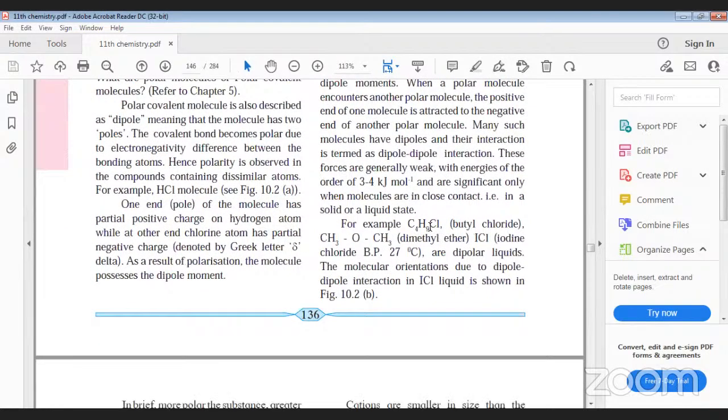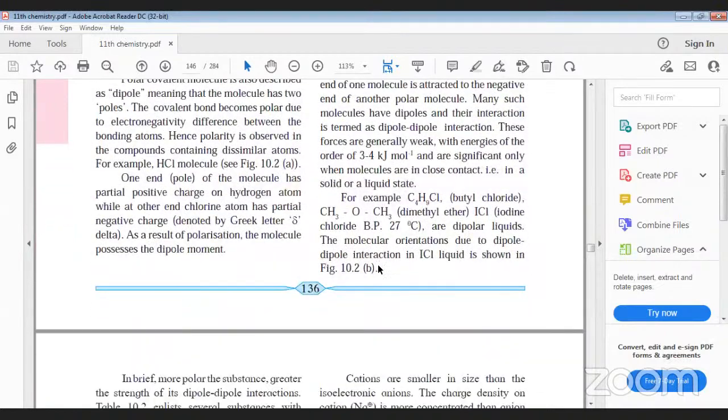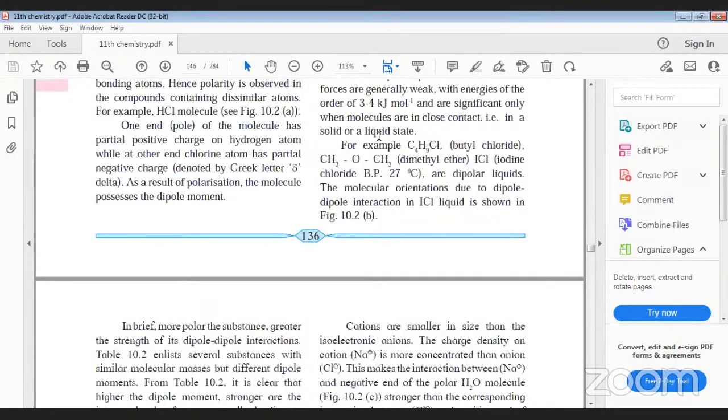Now other examples are butyl chloride, dimethyl ether, and iodine chloride. The iodine-chlorine interaction is shown here. Iodine has a positive charge, chlorine has a negative charge. Now beside this chlorine, again iodine and chlorine will come, iodine and chlorine. So positive, negative, that way. Butyl chloride is also a polar molecule. Dimethyl ether is also a polar molecule. So these are examples of polar molecules.